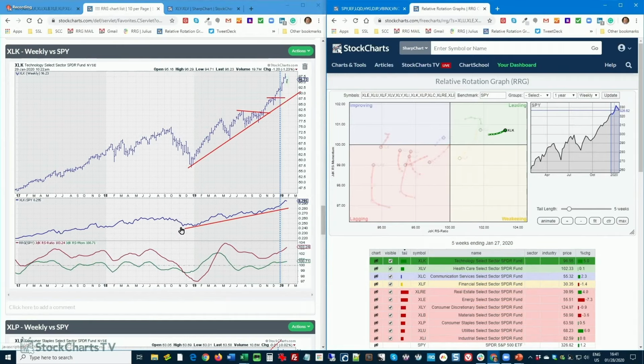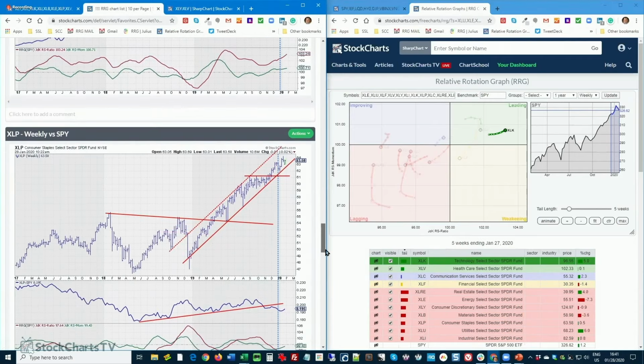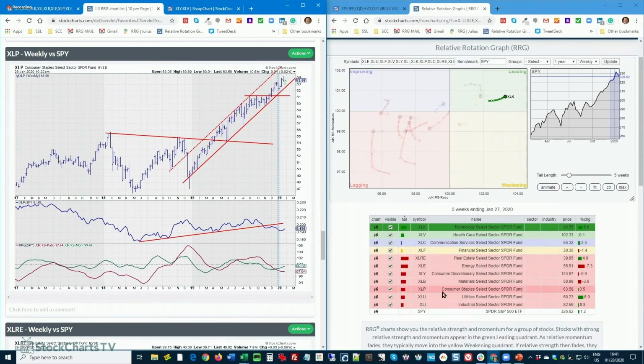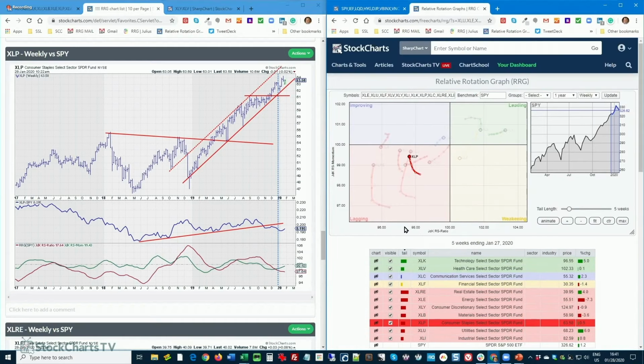So, I mean, the market is telling you that tech is still a pretty good sector. And then we've got staples. The relative strength is starting to curl up a little bit in the last few trading days. It's still lagging, but it's improving in relative momentum. The trend here is still good.